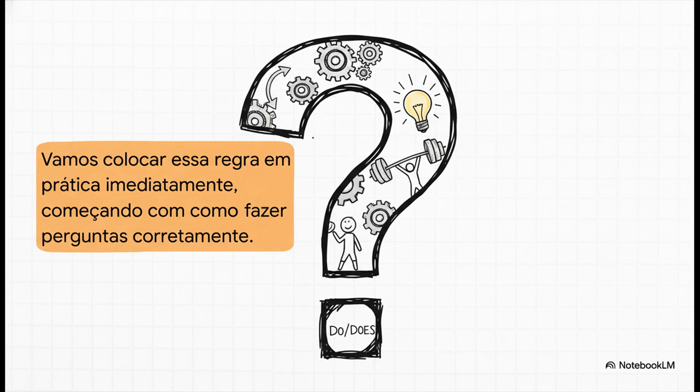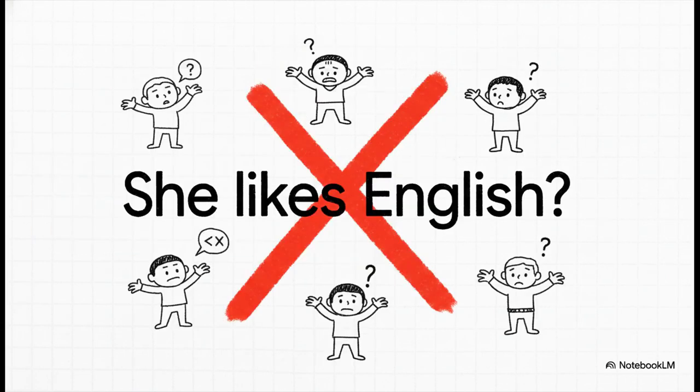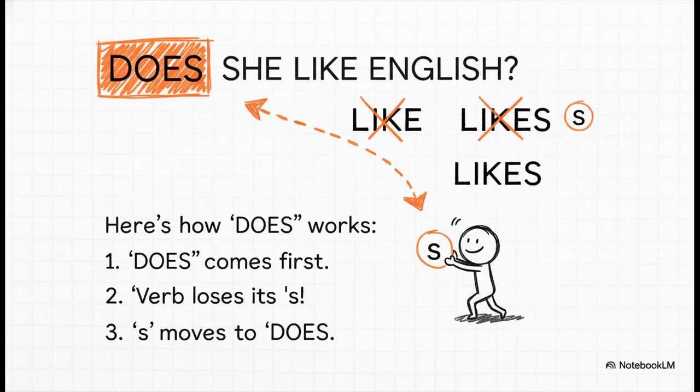First up, asking questions the right way. A really common mistake is to just translate it directly. But in English, this just doesn't work. It's wrong. You've got to use the helper verb. And notice how like doesn't have an S anymore? It jumped over to does.